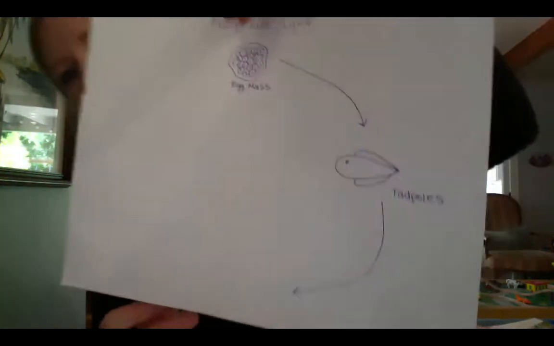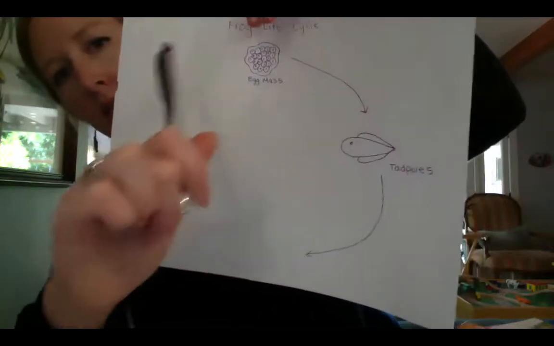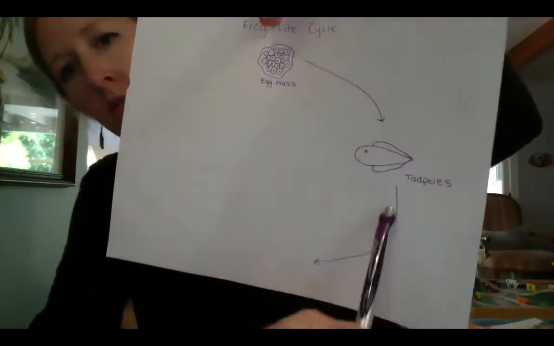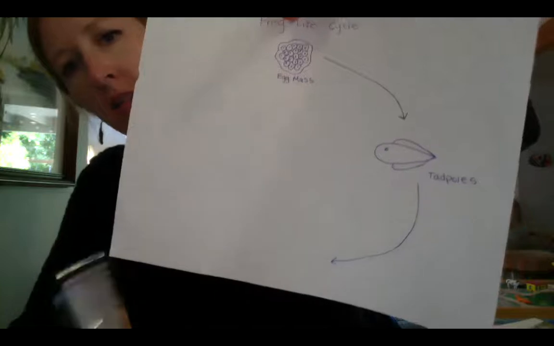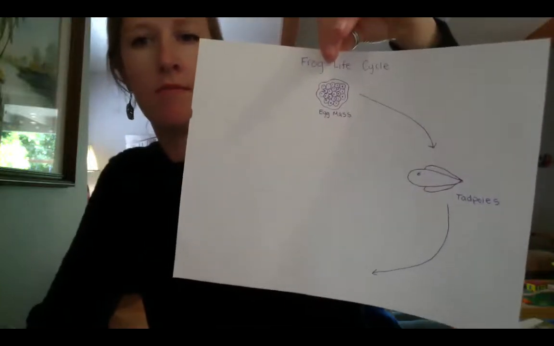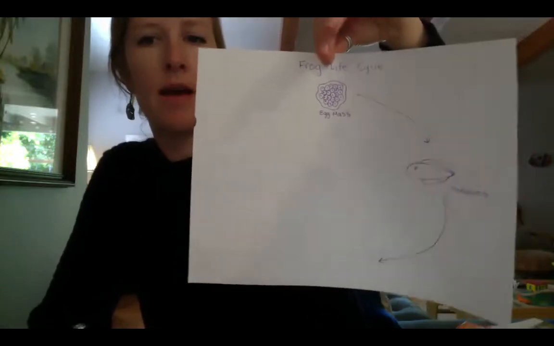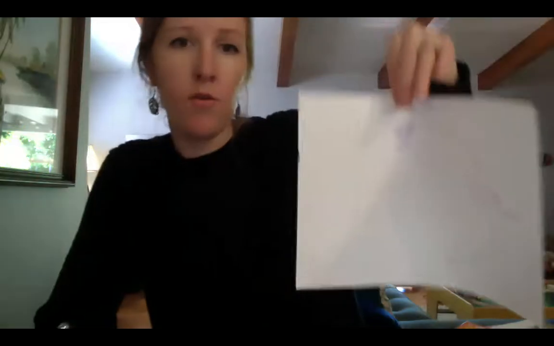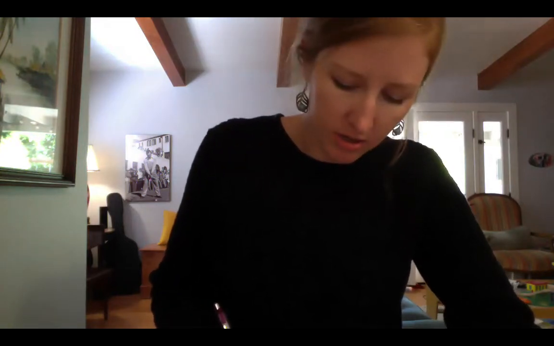Now again, we'll draw an arrow to the next stage at the bottom of our paper. Remember, our life cycle is a circle. So try to make your lines curved. And so we have egg mass, tadpoles. What comes next? It is called the froglet stage.